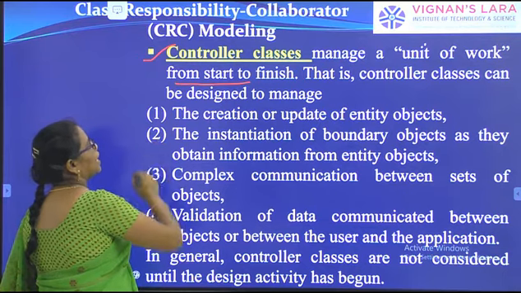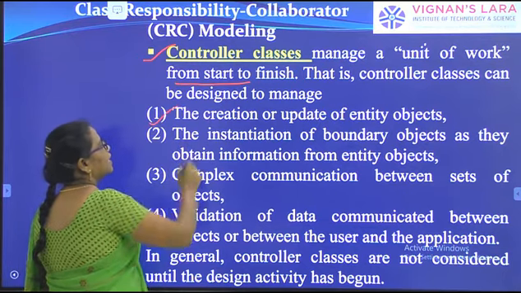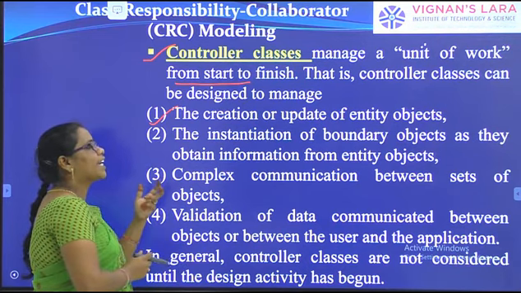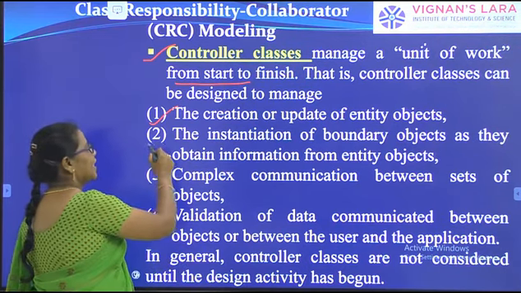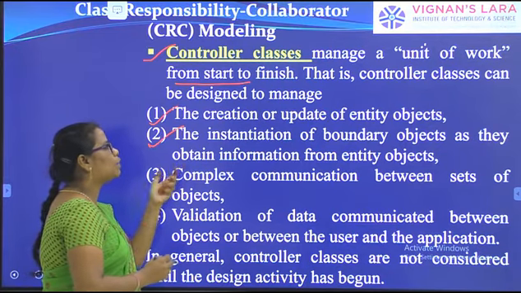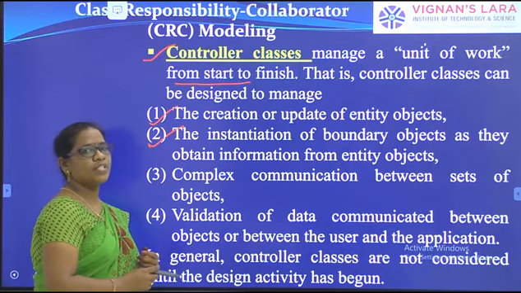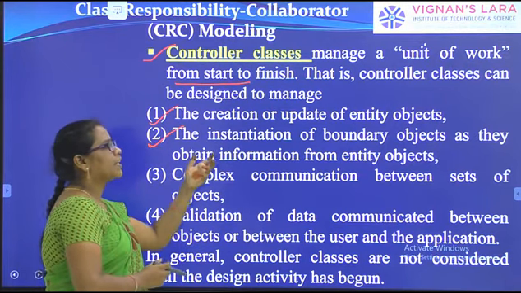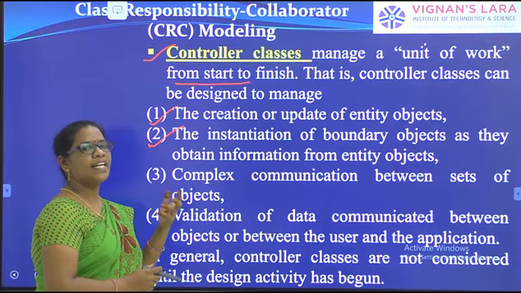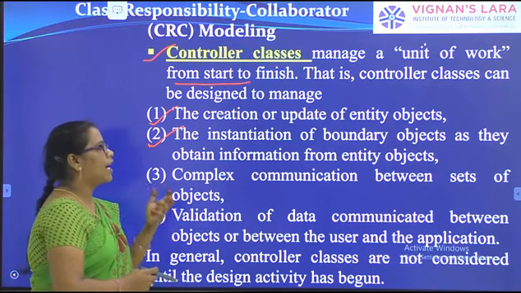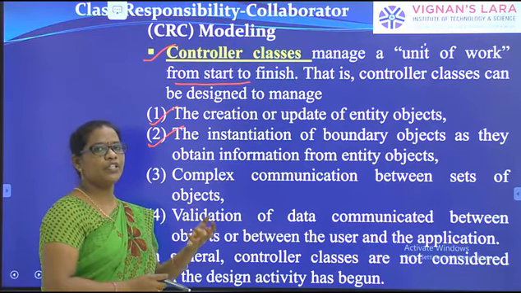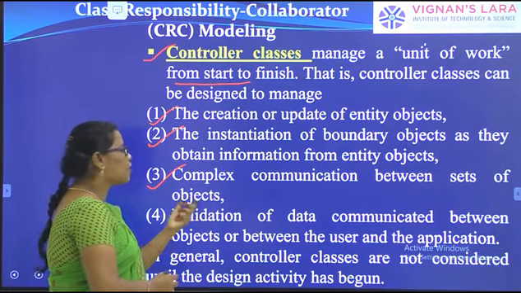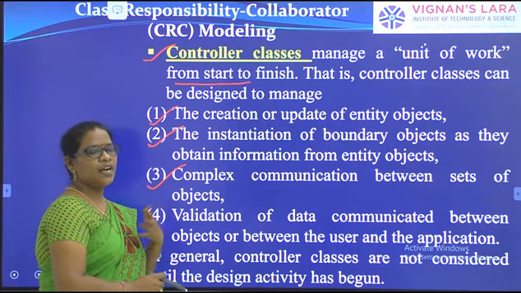The first point is the creation or updation of entity objects, whatever entity objects are there. The second point is the initiation of boundary objects as they obtain information from entity objects. From the information they got, we have to create some initiation. Initiation is nothing but what variable is going to be created at a particular point. The third point is complex communication between a set of objects.